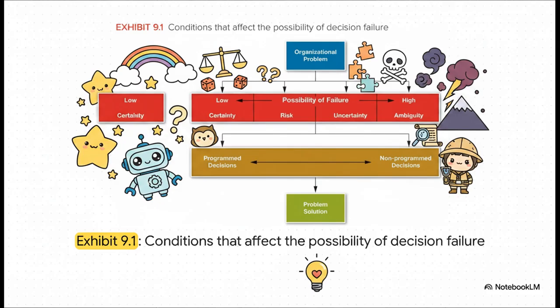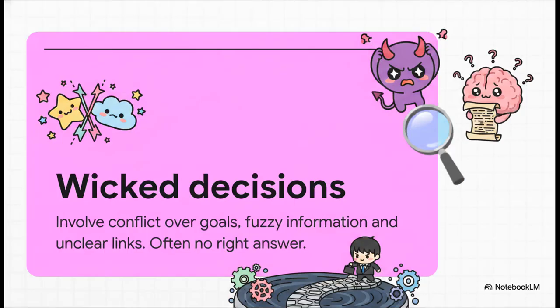The risk of failure here is exceptionally, terrifyingly high. Let's actually lean into the drama of that ambiguity for a second. Ambiguity leads to what organizational scientists actually call wicked decisions. And honestly, they are exactly what they sound like. These are a manager's ultimate boss battle. In a wicked decision, there is deep, deep conflict over the goals themselves. Circumstances are constantly changing, the information is completely fuzzy, and the links between cause and effect are entirely unclear.